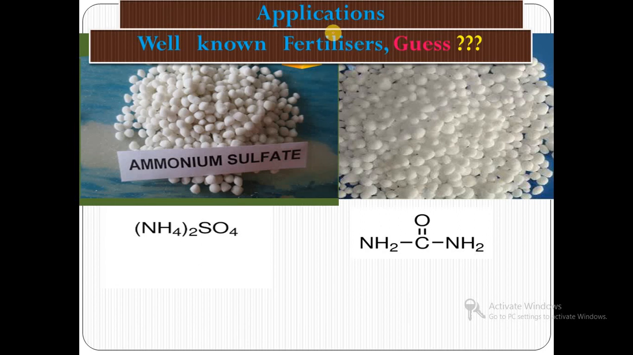Another application is well known fertilizers. Guess which are the well known fertilizers. The first one is ammonium sulfate. In the laboratory you know that ammonium sulfate is available, and it acts as a fertilizer. The formula of ammonium sulfate is (NH4)2SO4. The second, very well known fertilizer is NH2CONH2, which is urea. These urea particles have circular shapes and are prepared using the pellet mill technique. So these are the main applications of the pellet mill technique.